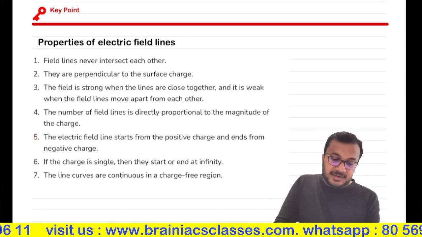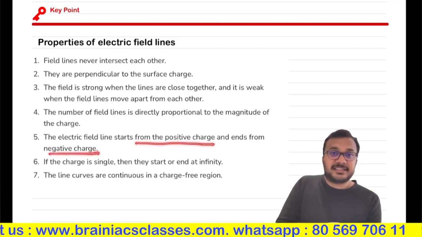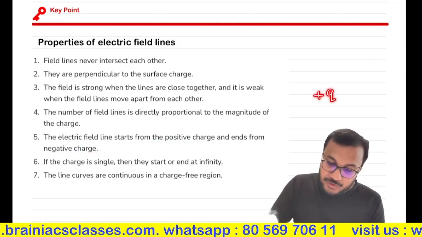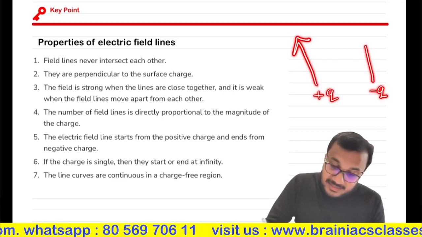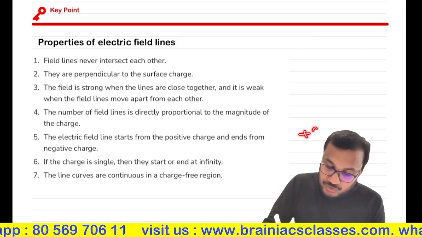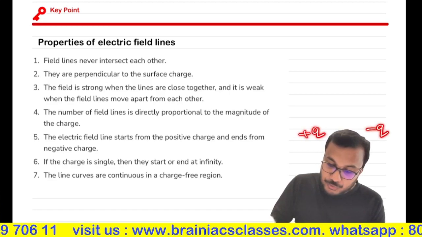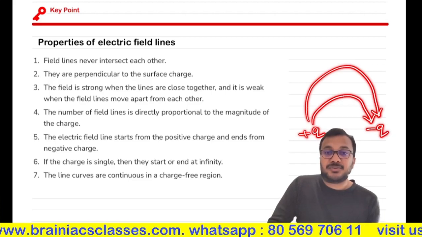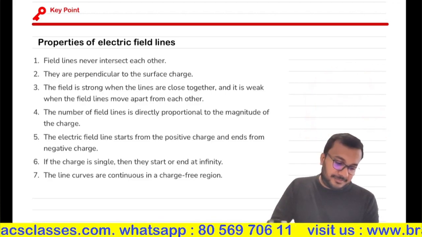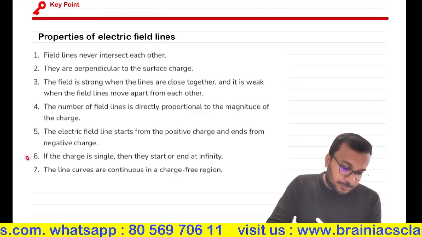Fifth one, electric field lines start from positive charge and end at negative charge, which means you have a plus q and a minus q. Electric field lines start from positive and end at negative. So if you take two charges, say plus q and minus q, electric field lines go like this. See, starting from positive, ending at negative.